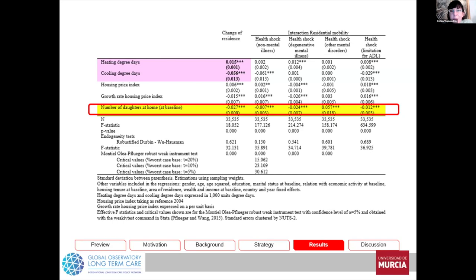But what I would like to highlight is the important effect of the number of daughters at home at baseline. In this case, you appreciate that the probability of changing of residence decreases by nearly 10 percentile points. And also you appreciate a decrease in the probability for the interaction of changing of residence and having suffered a health shock. So you have suffered a health shock, but in case you are living with your daughter, the probability of changing of residence decreases.